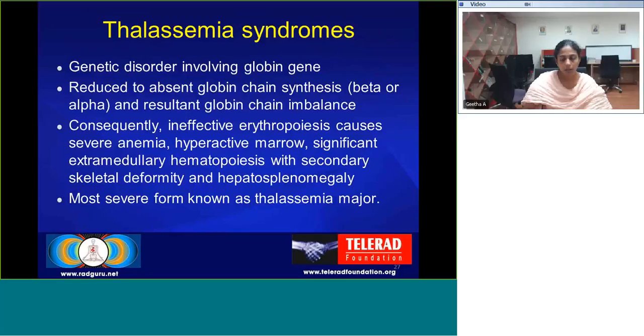The other condition is thalassemia syndrome, which is a genetic disorder involving the globin gene that is reduced to absent globin chain synthesis, alpha or beta, and result in globin chain imbalance. Consequently, there is ineffective erythropoiesis, which causes severe anemia, hyperactive marrow, significant extramedullary hemopoiesis with secondary skeletal deformity, and hepatosplenomegaly. The most severe form is thalassemia major.